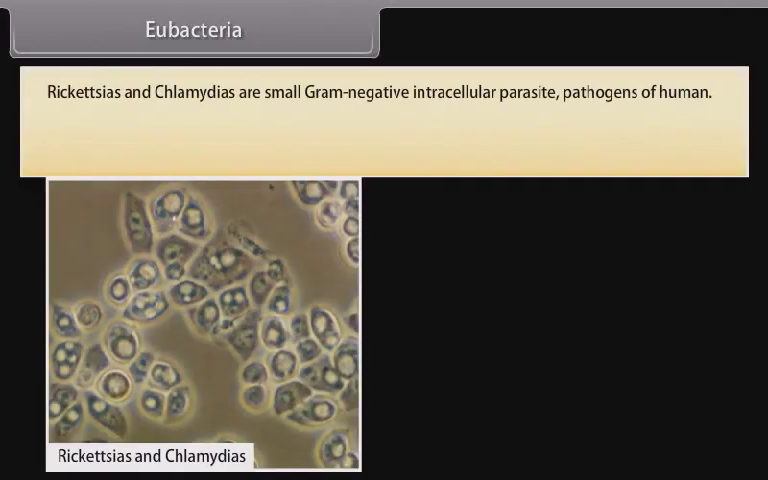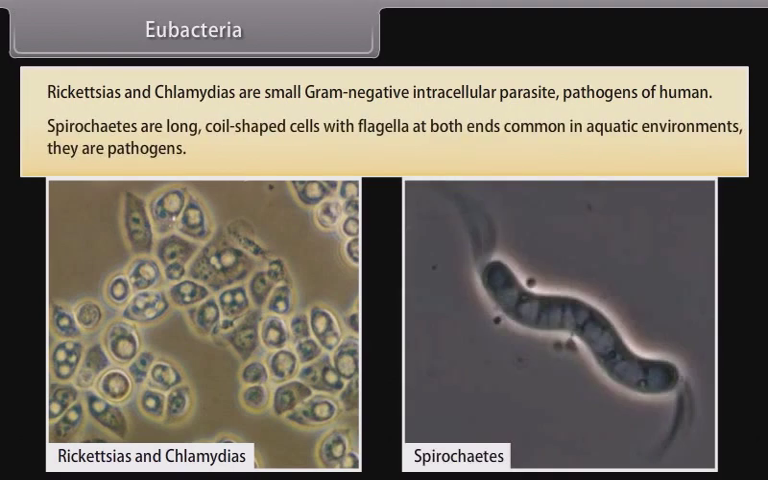Rickettsias and chlamydias are small gram-negative intracellular parasites, pathogens of humans. Spirochetes are long, coiled-shaped cells with flagella at both ends, common in aquatic environments. They are pathogens.